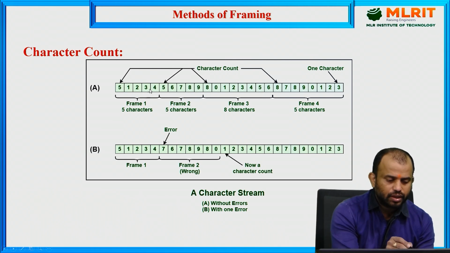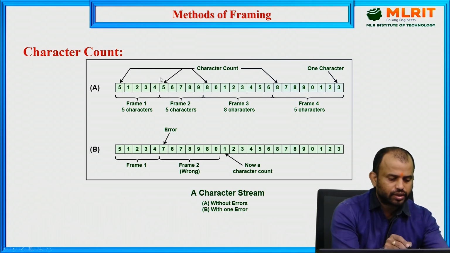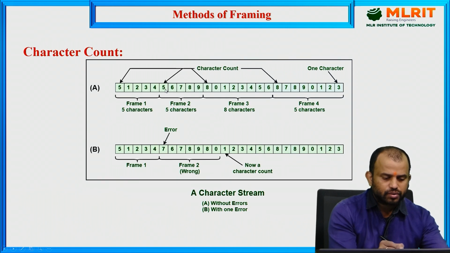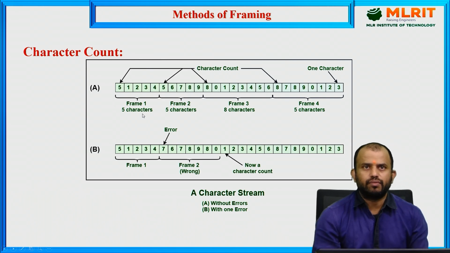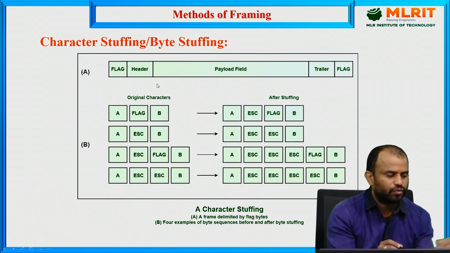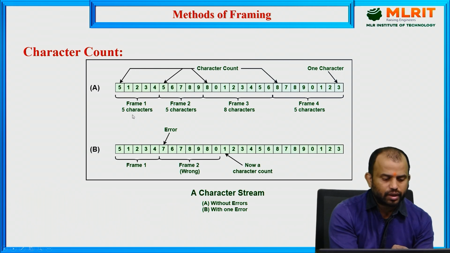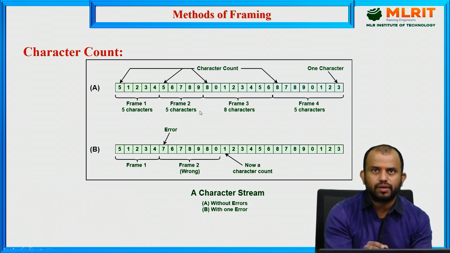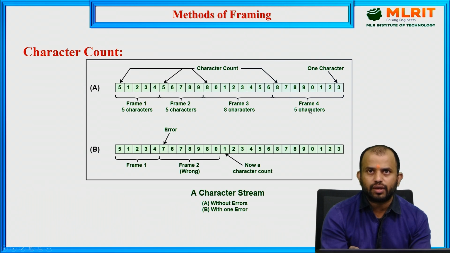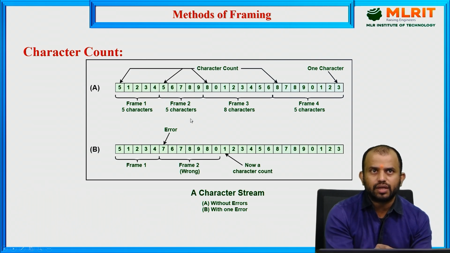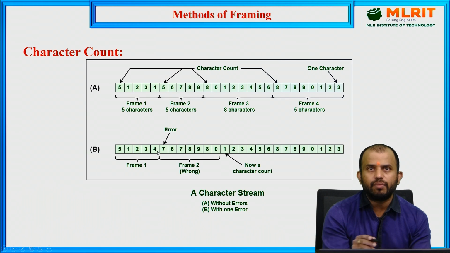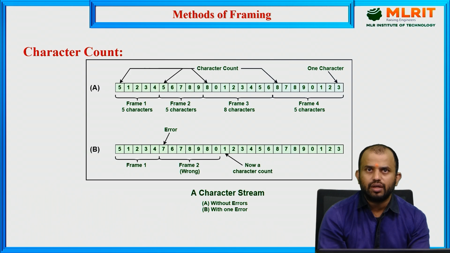For example, in this structure we have frame 1. In frame 1 there are 5 characters, counted as 5, 1, 2, 3 and 4. Similarly, frame 2 has a different sequence, and likewise frame 3 and frame 4. Frame 1 contains 5 characters, frame 2 contains 5 characters, frame 3 contains 8 characters and frame 4 contains 5 characters. While information is transmitted from source to destination, how many frames and how many characters are transmitted is given to the receiver section.